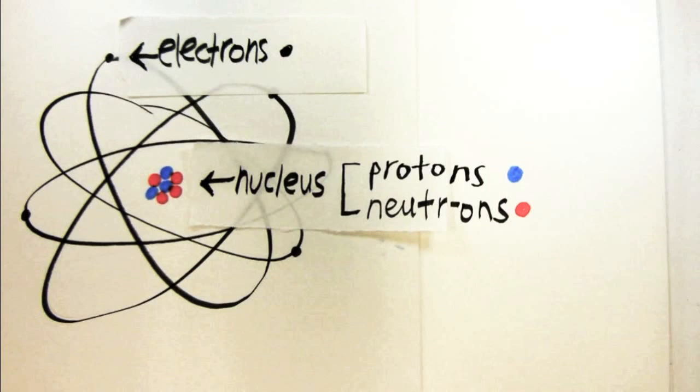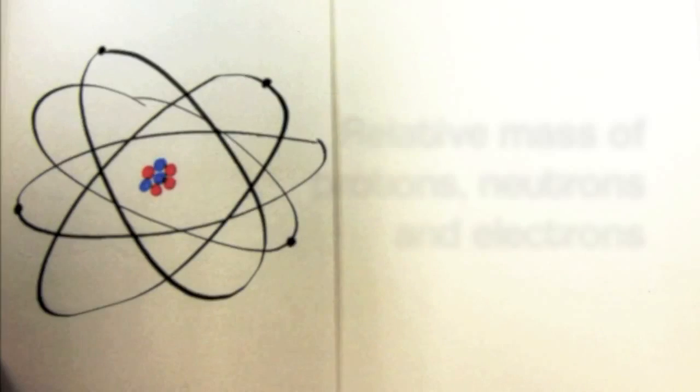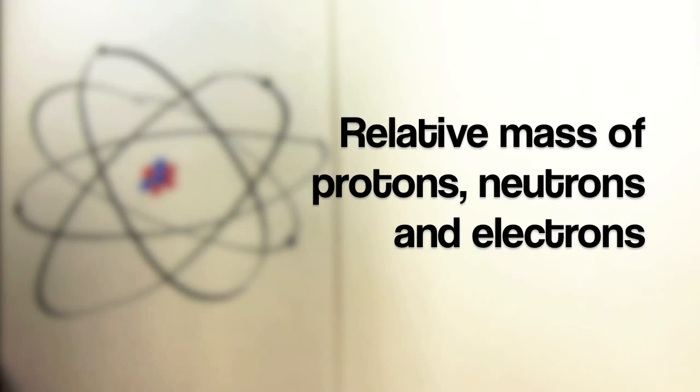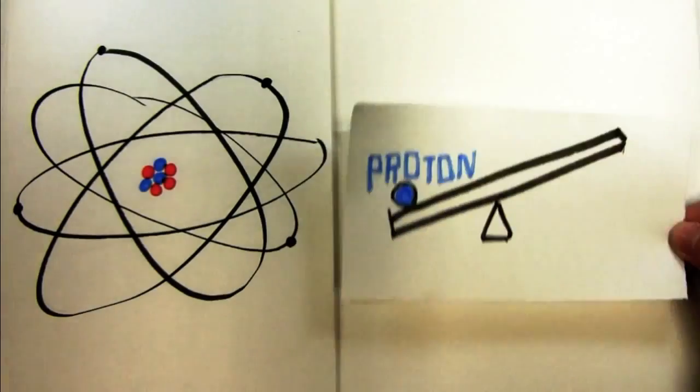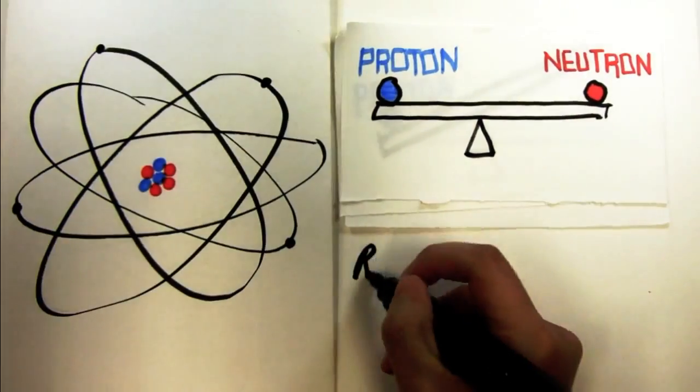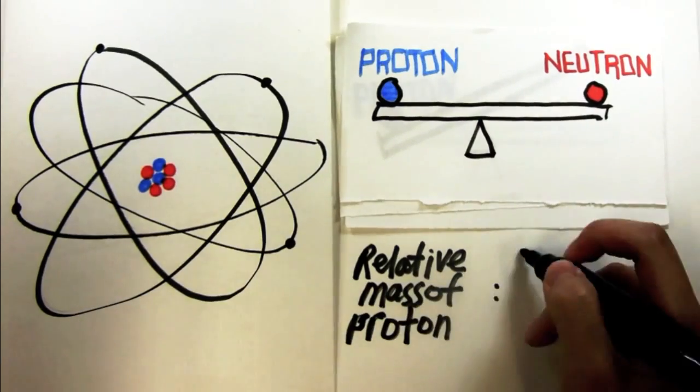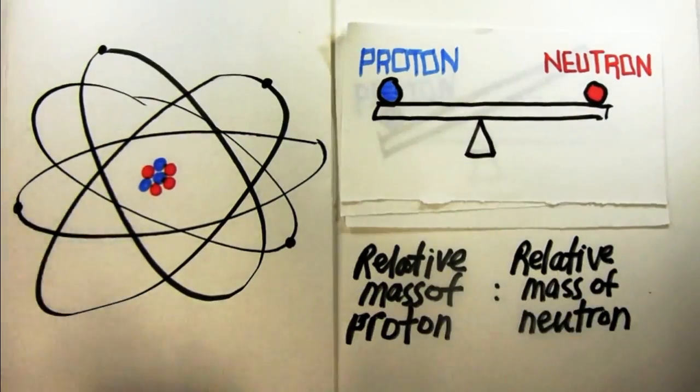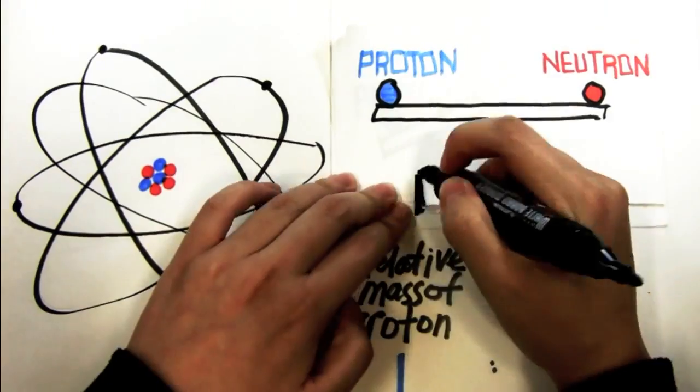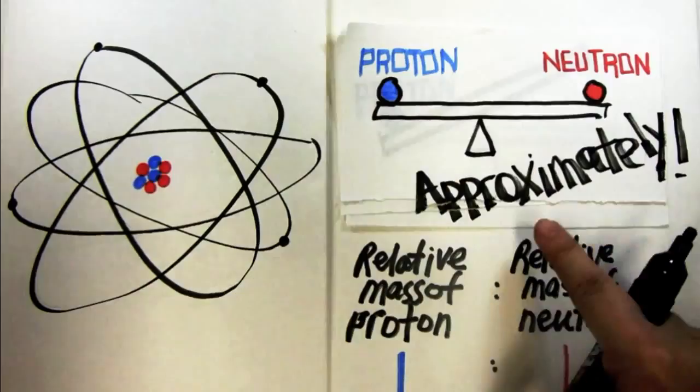Now, here is something to think about. What is between the nucleus and the electrons? This shall be answered during class tomorrow. Now we're going to talk about the relative mass of protons, neutrons, and electrons. By comparing the mass of a proton and a neutron, the mass of a proton relative to the mass of a neutron is approximately 1:1.